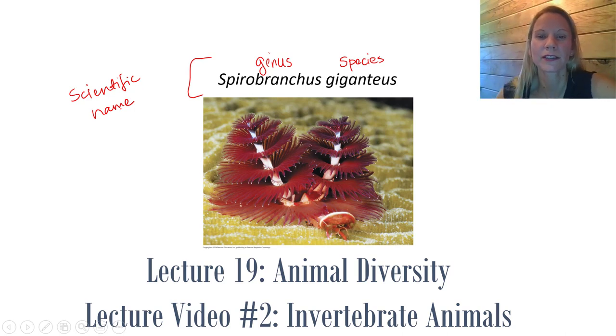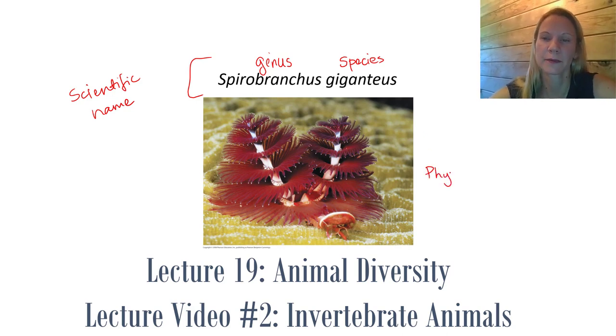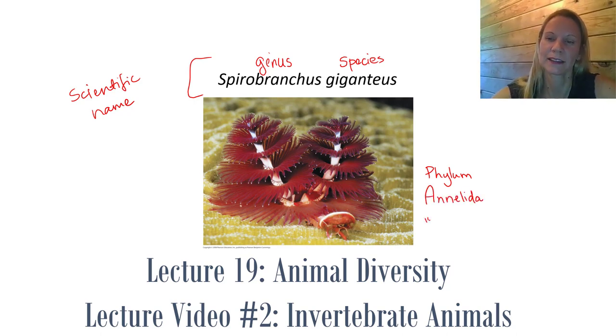Now this animal is also segmented. Notice it has all of these little rings, and that's because it's a member of a phylum of invertebrates we'll learn about today called the Annelida. Annelida means little rings.